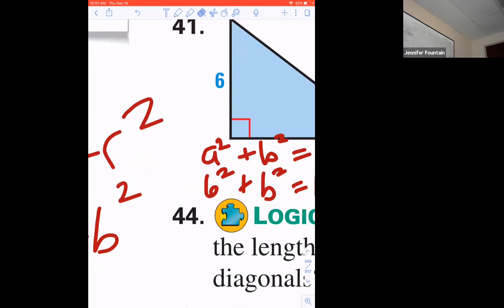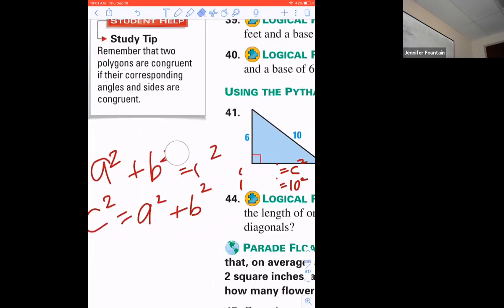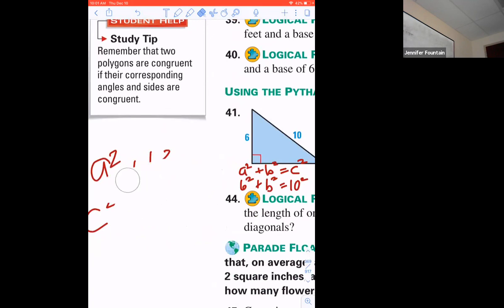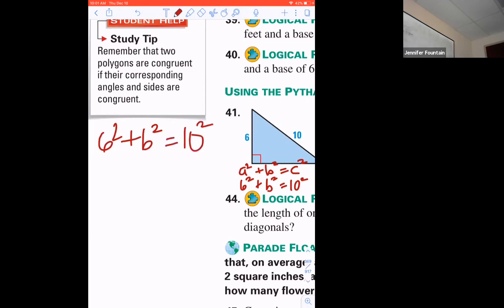I'm going to bring this over here so I've got a little bit of room. Let me erase. There we go. All right, so if I have A squared plus B squared equals C squared, I've got 6 squared plus B squared equals 10 squared. What is 6 squared? 36. 36 plus B squared equals, what's 10 squared? 100. So I've got 36 plus B squared equals 100.